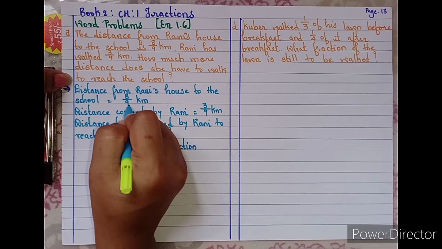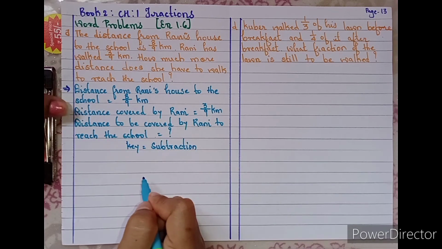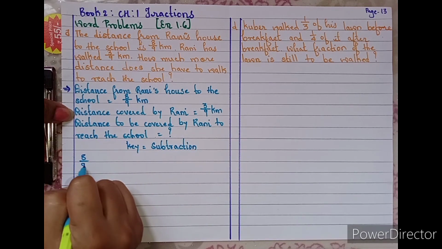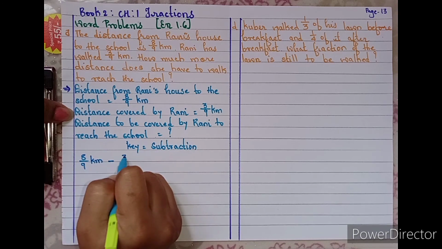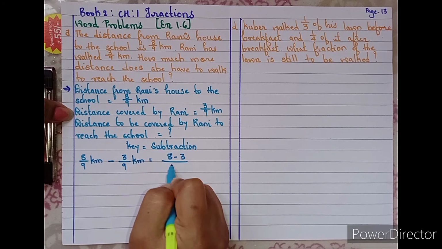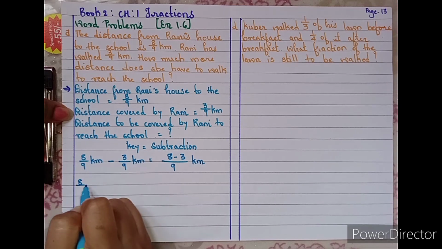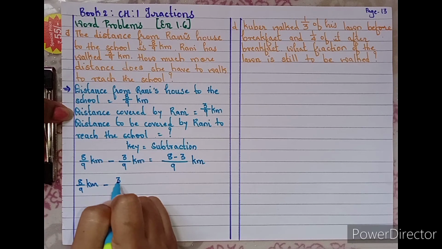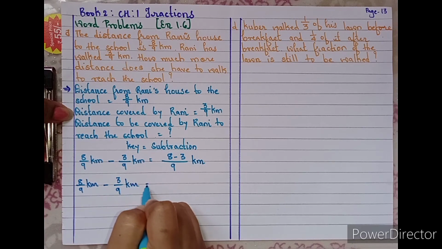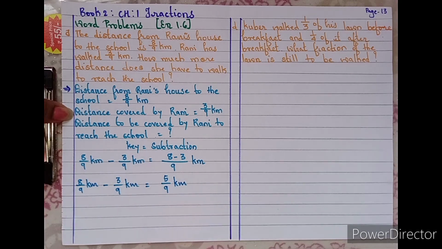So if you see the fractions which are given here, they are like fractions, so we can subtract them directly. 8 by 9 kilometer minus 3 by 9 kilometer equals 8 minus 3 divided by 9 kilometer. Therefore, 8 minus 3 is 5 by 9 kilometer. So what final answer have we got? 5 by 9 kilometer. Therefore Rani has to cover 5 by 9 kilometer of distance to reach the school.